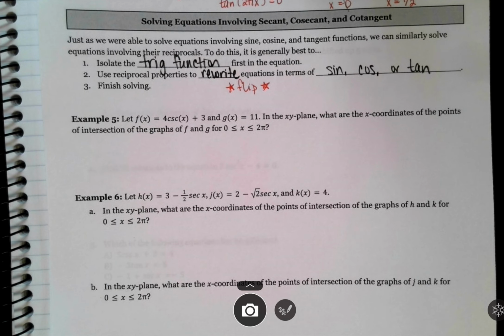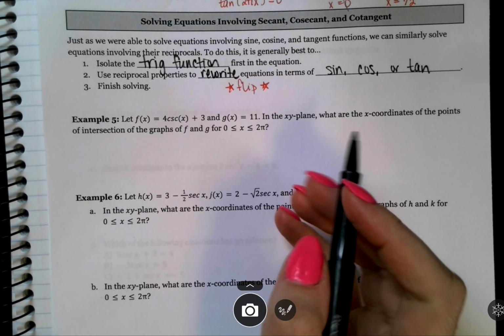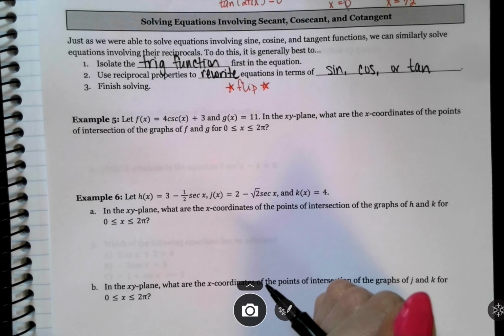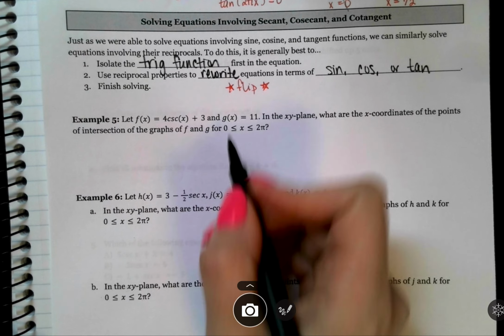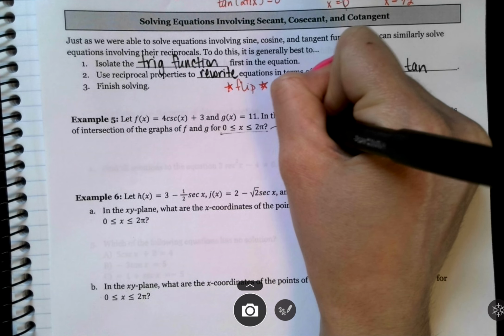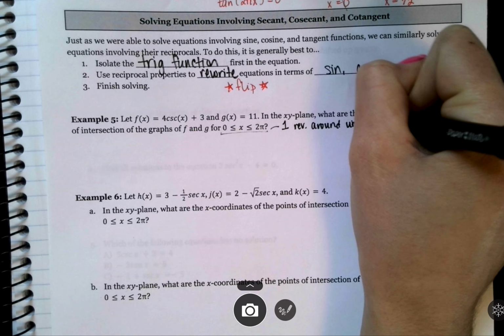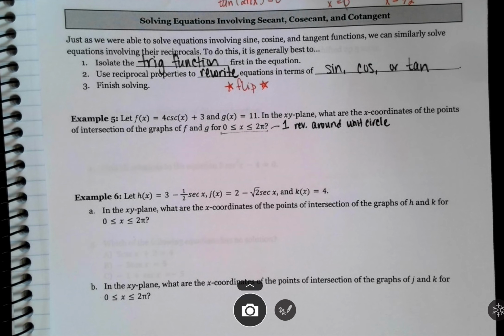So looking at example 5, it says let f of x equals 4 times cosecant of x plus 3 and g of x equals 11. In the xy plane, what are the x coordinates of the points of intersection of the graphs of f and g for the interval from 0 to 2 pi? So let's break this down a little bit. This stands out to me because that means I'm just looking at one revolution around my unit circle. So I don't need to include that plus 2 pi k or plus pi k because I don't need all my solutions. I need just the ones that are on the unit circle.